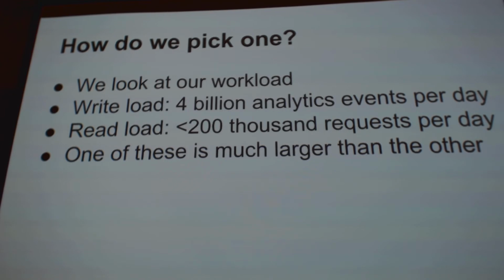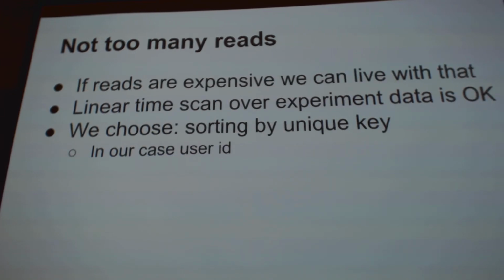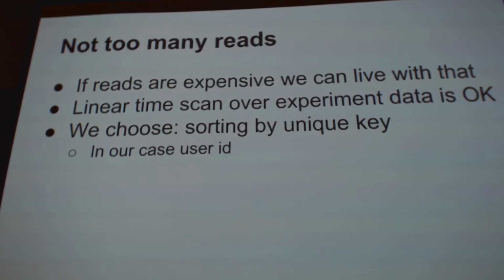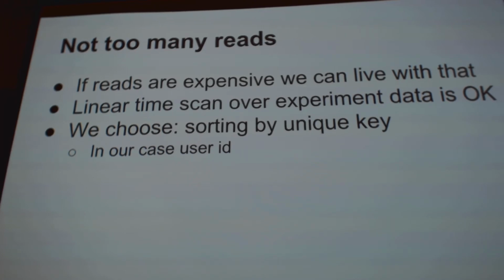That's a much smaller number than the write load, right? So that tells you if the reads are pretty expensive, we can live with that. You can't live with the expensive writes, but if you need to do a linear scan of experiment data to serve results to a user, we can probably deal with that. So why don't we stick with the second option, which is sorting by the unique key.